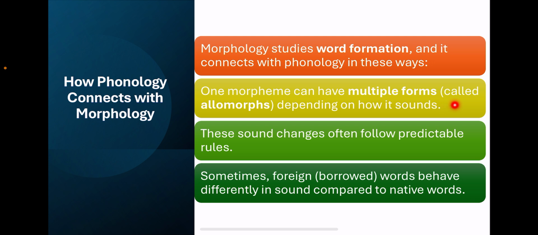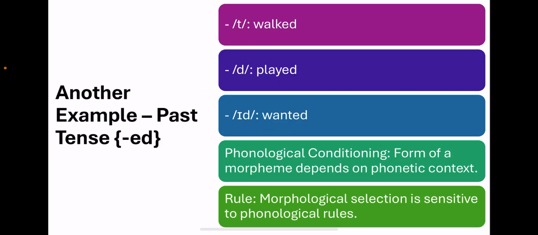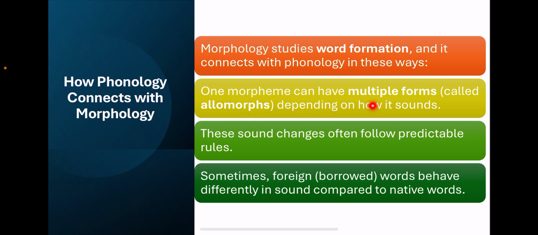One: a morpheme can have multiple forms, called allomorphs, depending on how it sounds. Remember that we discussed the different sounds t, d, and id, and s, z, and iz. So one morpheme can have multiple forms called allomorphs. These different realizations depend on how it sounds. Two: these sound changes often follow predictable rules. For example, if the consonant followed by the morpheme is voiceless, or two syllables. So the first one, we have multiple forms; the second one, we have some predictable rules. And third, sometimes foreign borrowed words behave differently in sounds compared to native words, because they have been adopted or taken from other languages, right?